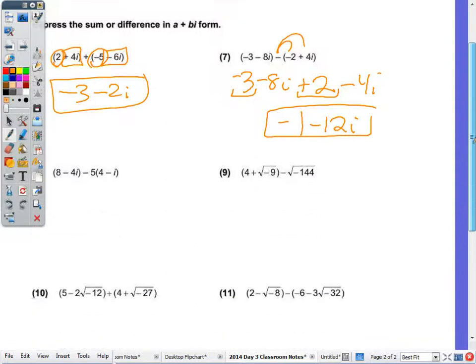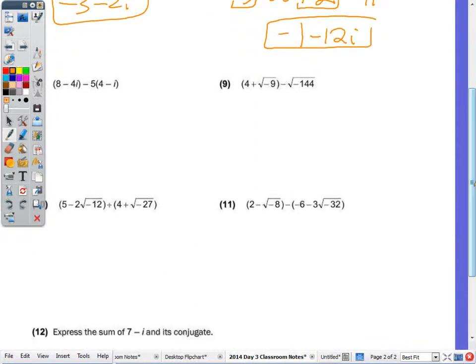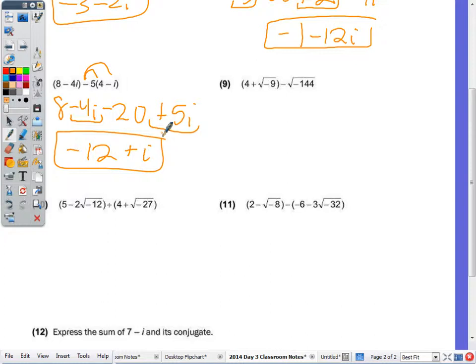Adding a coefficient in number 8, a 5 in front. So this is really 8 minus 4i minus 20 plus 5i. Combining the real parts, what do you get? 8 minus 20? Negative 12, and then negative 4i plus 5i is a positive 1i.